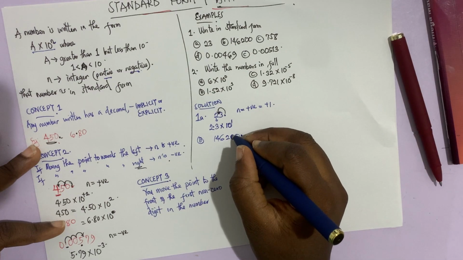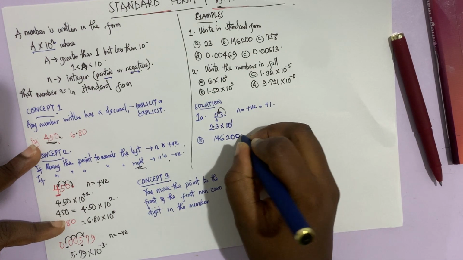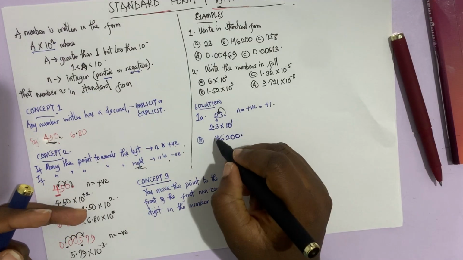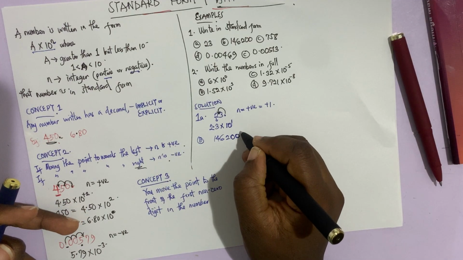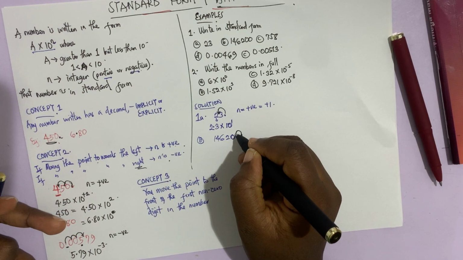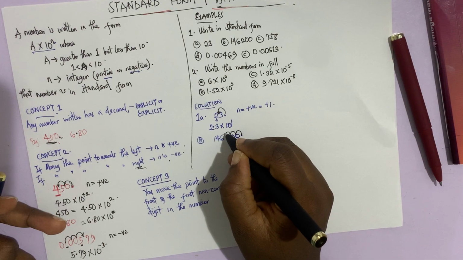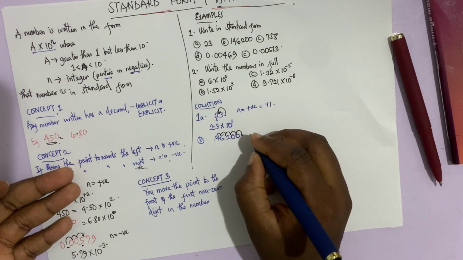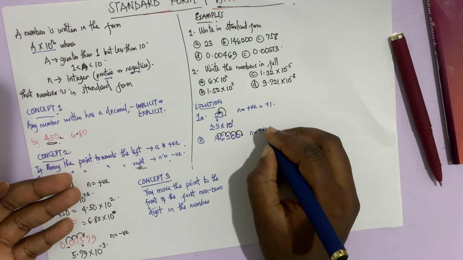146200. There's no explicit point. We assume there's an implicit point after the last digit. So we want to move that point to the front of the first digit. So we start counting, moving towards the left: 1, 2, 3, 4, 5. Because we were moving towards the left, this is positive.